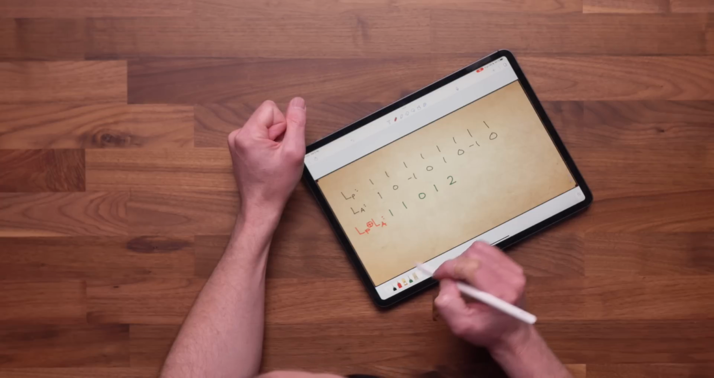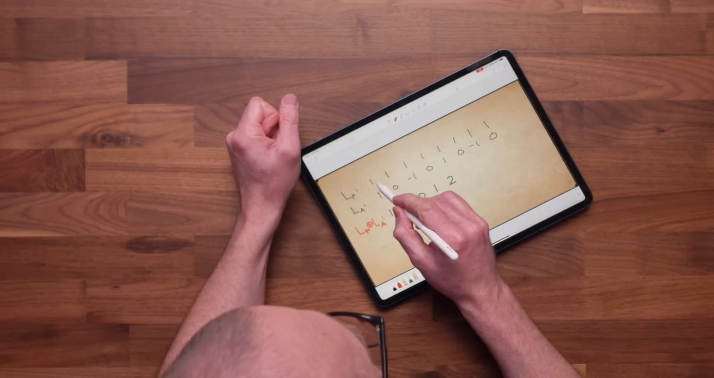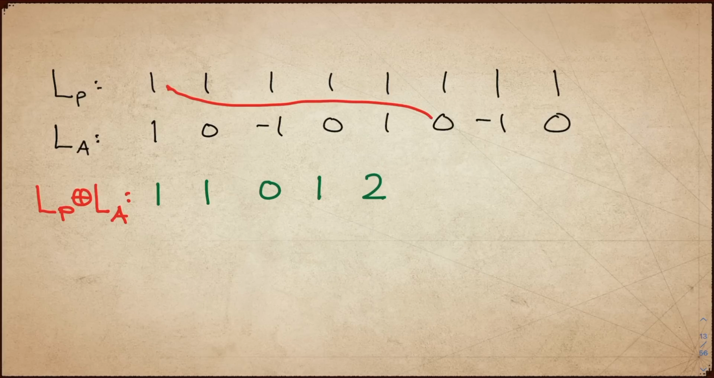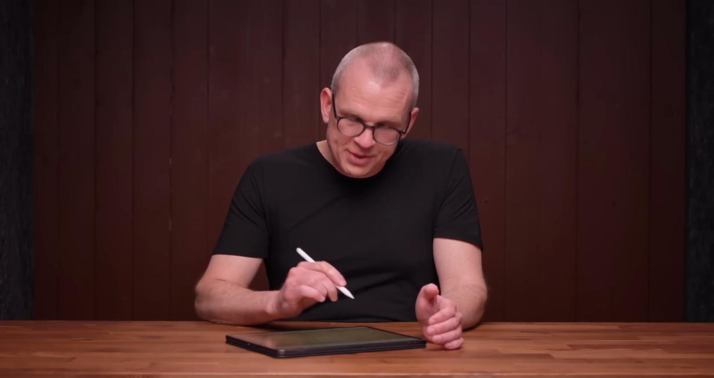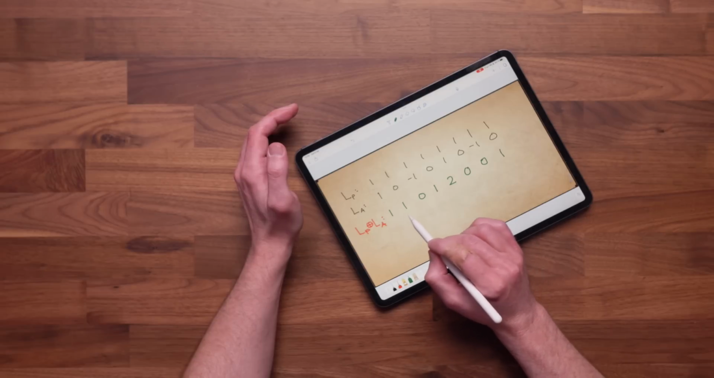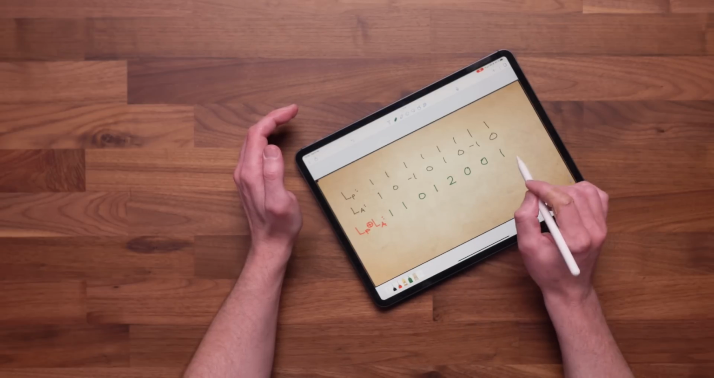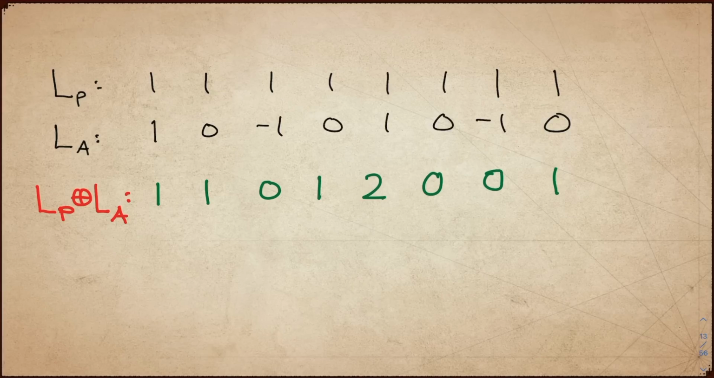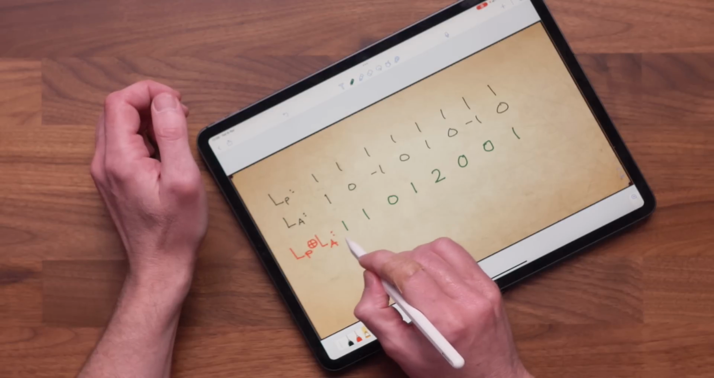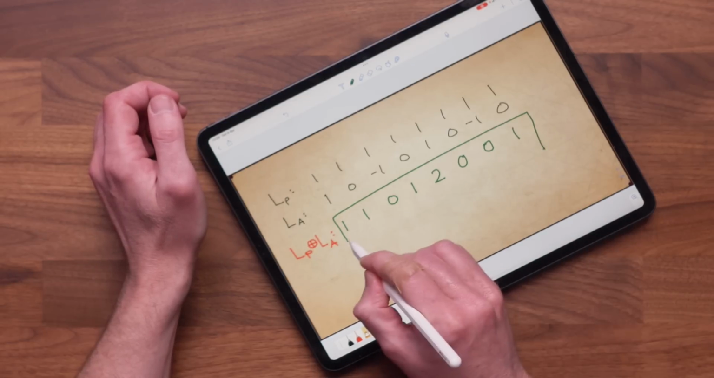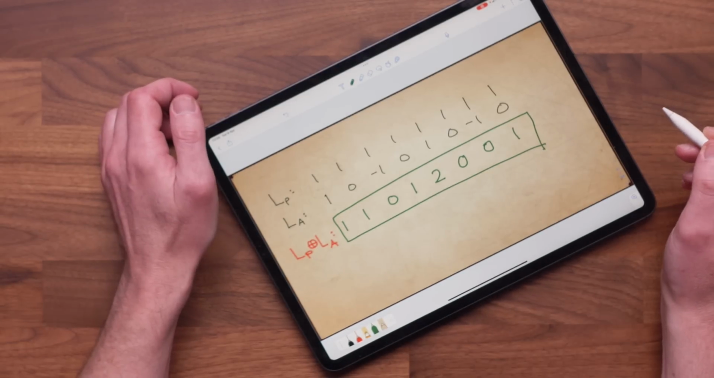Let's do one more. The sixth coefficient is 1 times 0 plus 1 times minus 1 plus 1 times 0 plus 1 times 1, and that is 0. The first 8 coefficients of the direct sum are 1, 1, 0, 1, 2, 0, 0, 1, and maybe you now recognize this sequence. This is the L function of the equation k, which was x squared plus 1.